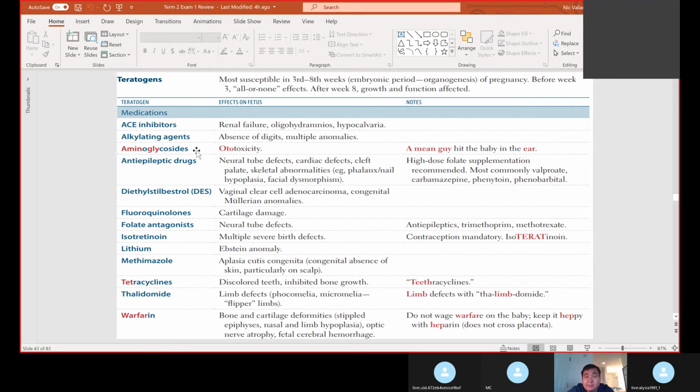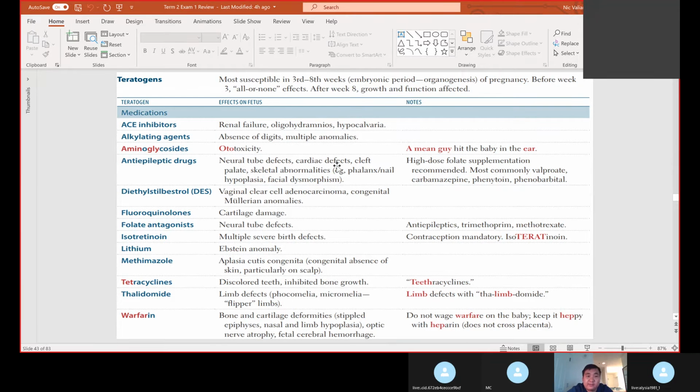Aminoglycosides, ototoxicity. Examples: gentamicin, anything that ends in mycin, neomycin, streptomycin. Think about ototoxicity. What else can cause ototoxicity? What other drugs can cause it? So you can have, for example, Lasix, your loop diuretics. Also your platinum agents for chemotherapeutics can also cause ototoxicity.